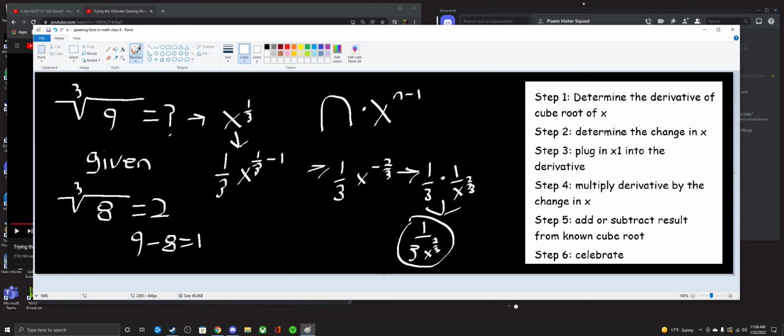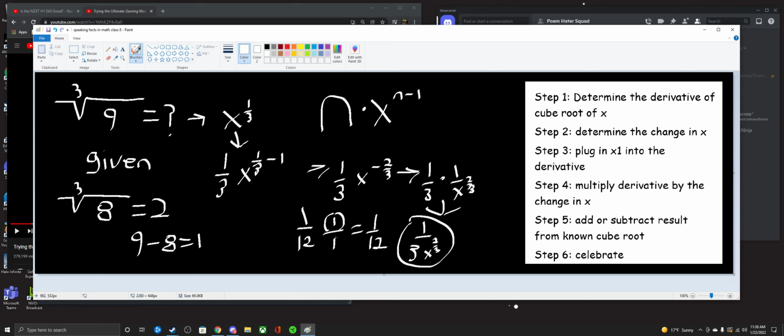And now, step 3, plug x1 into the derivative, and I already said x1 is 8, so we plug that into our derivative, and that gets us 1 over 3 times 8 to the power of 2/3. We do order of operations, so 8 to the power of 2/3. The way you do that is you find the cube root of 8, and then you square the result of that. So cube root is 2. 2 squared is 4. 4 times 3 is 12, so we get 1 over 12. And then we multiply our new derivative by the change in x, so multiplied by 1. We'll just do 1 over 1, and that gets you 1 over 12.